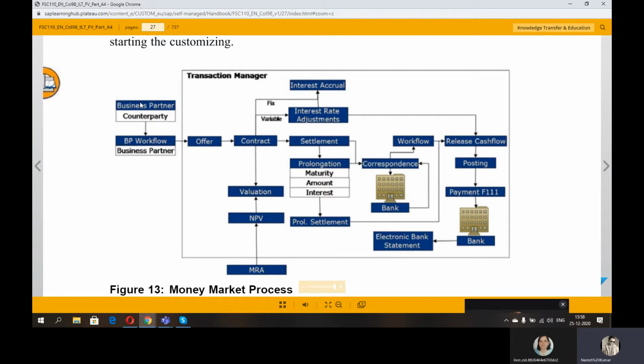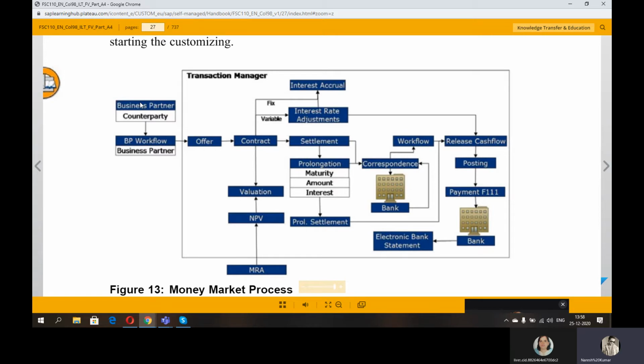If it is going from correspondence to workflow, it will go for release cash flow. So based on release cash flow, it will go for posting and it will go for payment by using F111. And then it will go to the bank and we'll be having EBS. Okay. This is one prospect.